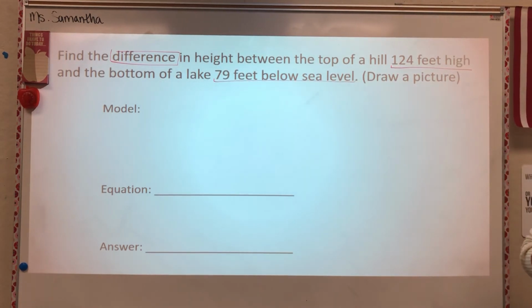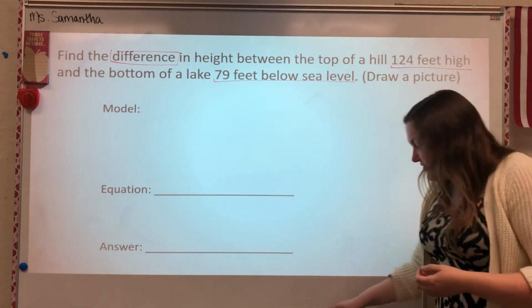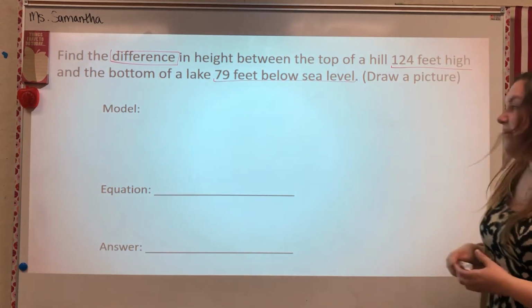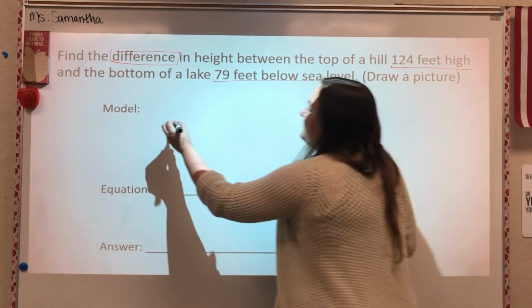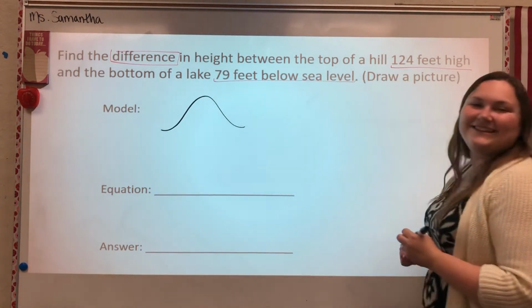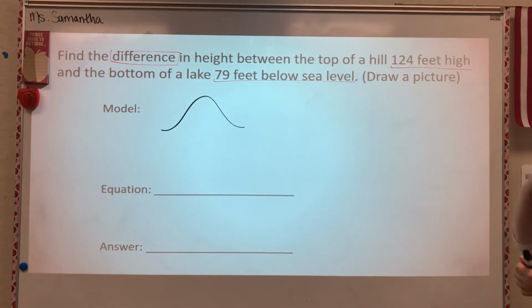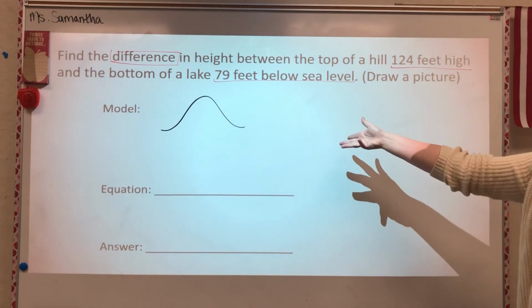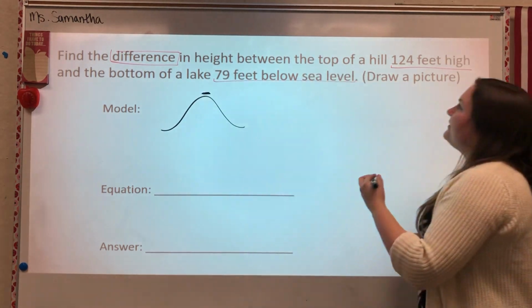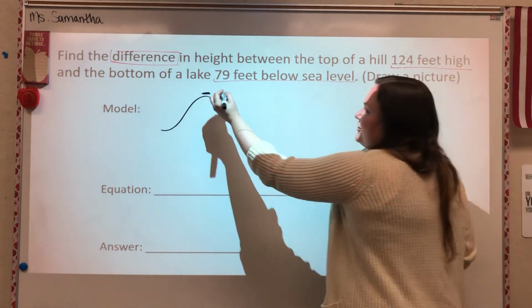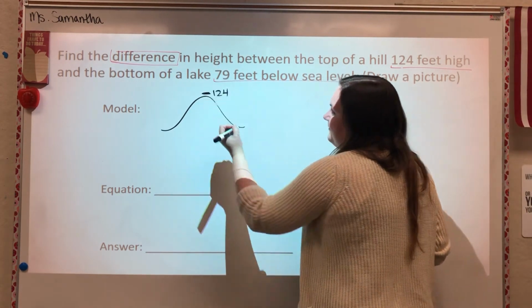Now, the first time I do this with students, I always like to draw a picture to kind of help show what information they're giving us. So what do we have here? Well, we've got a hill. So you ready for this artistic masterpiece? There's my hill. And what do we know about the hill? We know the hill is 124 feet high. If I wanted to label my beautiful picture of a hill, I would say right here at the top, they're telling me is 124 feet high.